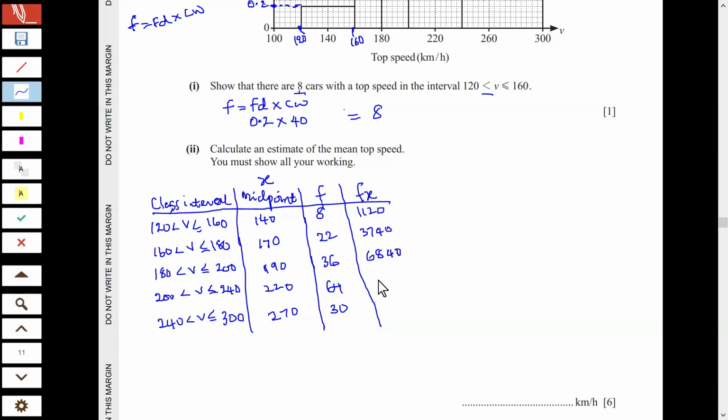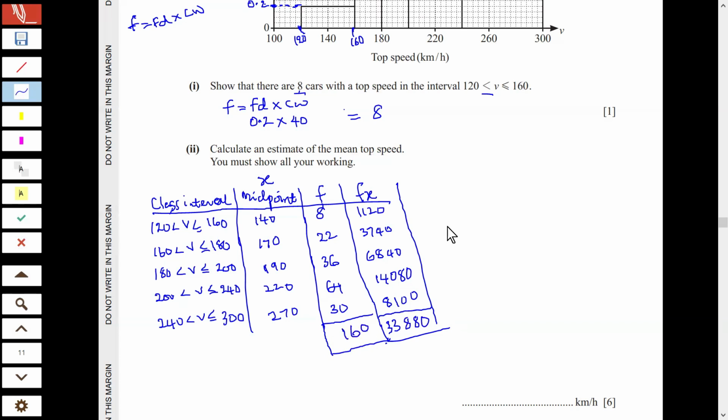6840. 14080. And then the last, which is 8100. So you should find the sum of the fx and also find the sum of the frequency. So you're gonna need the sum of fx and the sum of frequency. Add up this using your calculator. You're gonna get 33880, and the frequency will be 160.